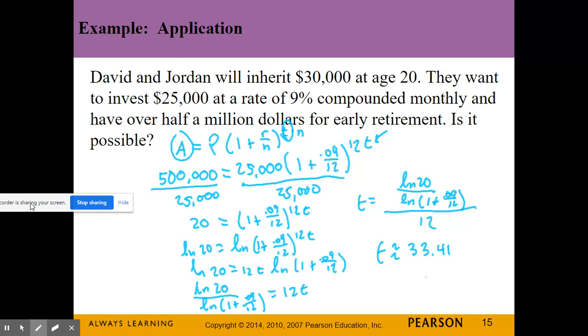So if they were 20 when they invested the $25,000, and you add that amount of years to it, they're only going to be 53.41 years, roughly, right? So that would be a reasonable age to retire, right? So the answer would be yes, it is possible. All right, let's look at the next one.